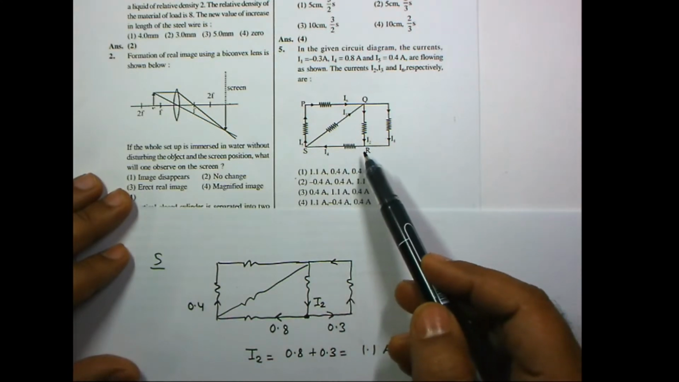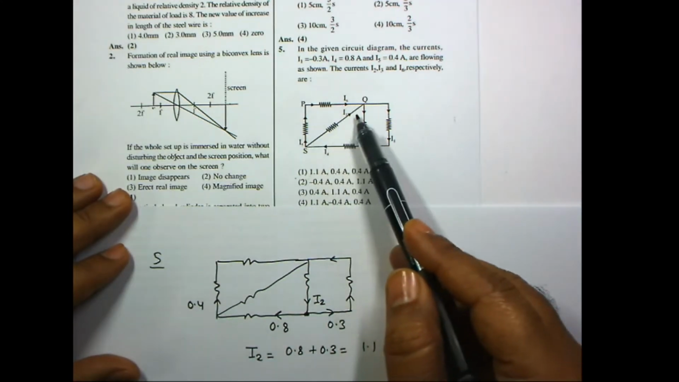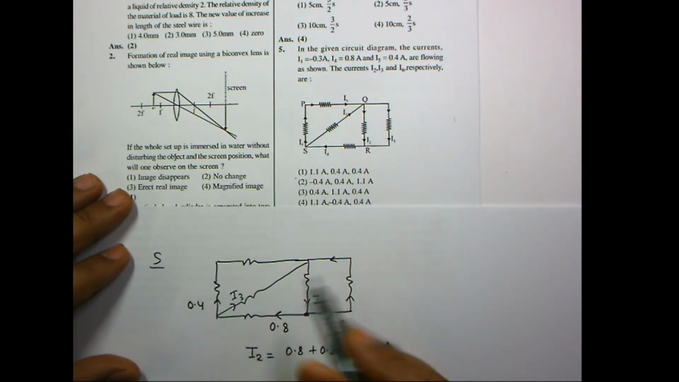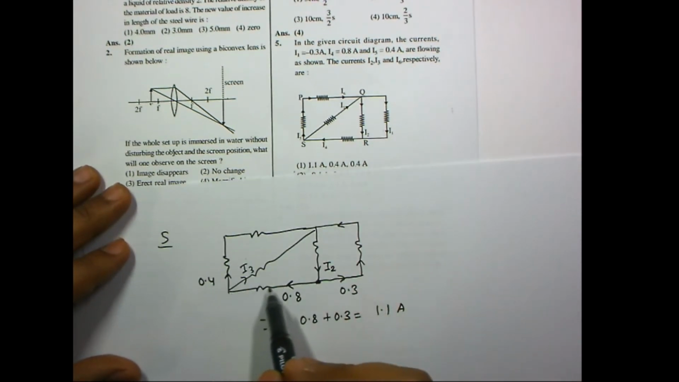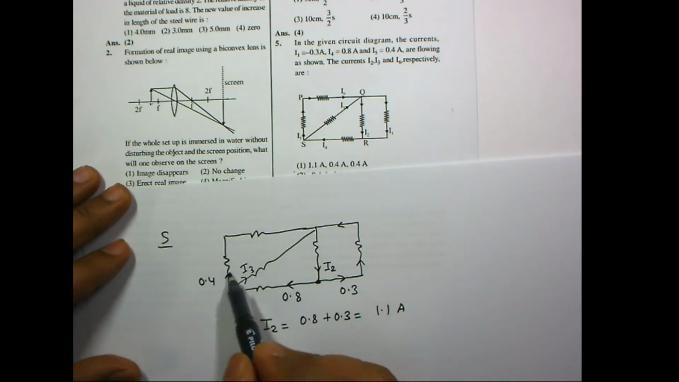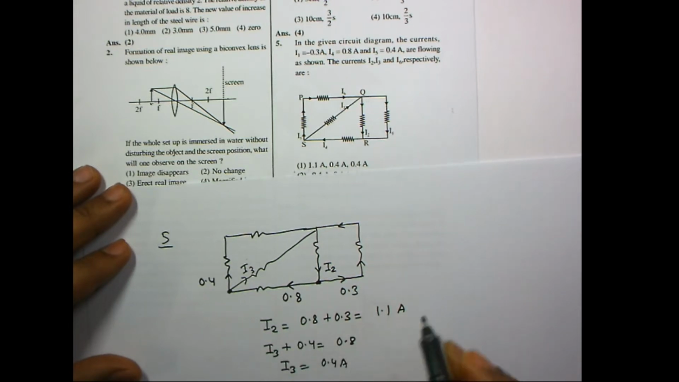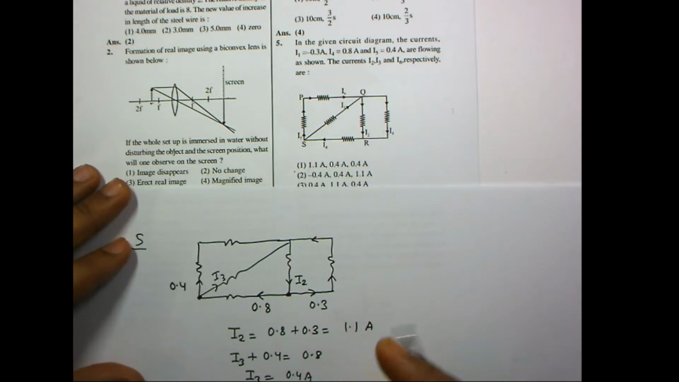Now we have to find I3. I3 is this current. So current coming at this junction is 0.8 and going out is 0.4 and I3. Applying KCL at this junction, I3 plus 0.4 would be equal to 0.8. I3 is equal to 0.4 ampere. It is a very easy question.